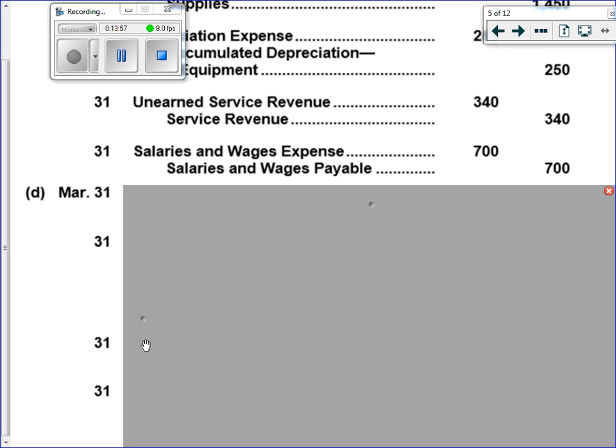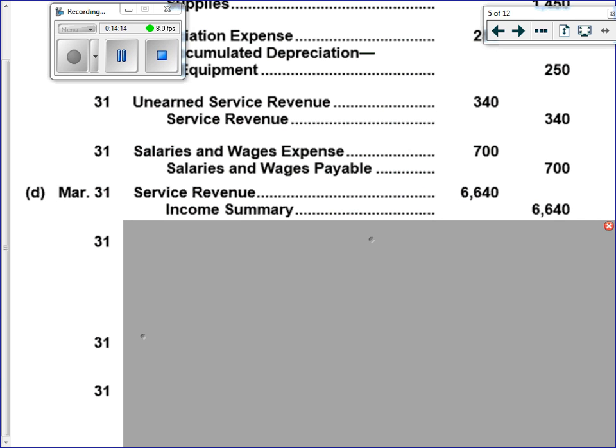So if we're going to close out revenue, where are we going to find the number for that? The balance of revenue was on the income statement on the worksheet. The number is 6640. The reason it's not what started way over on the left on the trial balance is because we had some adjustments pertaining to this one. Think about service revenue a minute.